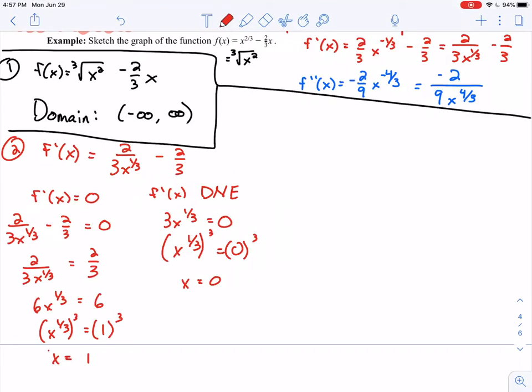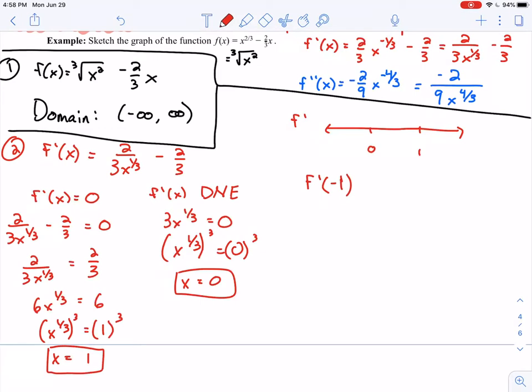All right, these are our two critical numbers. We've got 0, we've got 1. Let's construct our number line here. So for f prime, we've got two critical numbers. Here's 0, here's 1. So I want f prime of, let's say, negative 1. That would probably be easiest to work with.